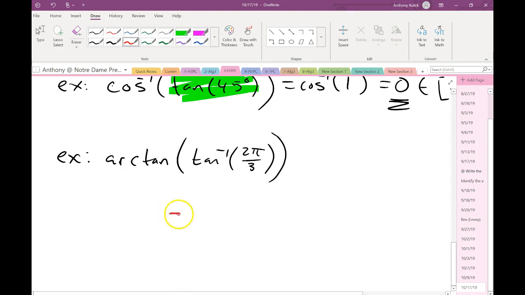So how many of us hope that arctan just cancels out tangent, and we get this? That would be nice, right? What's the problem with this?